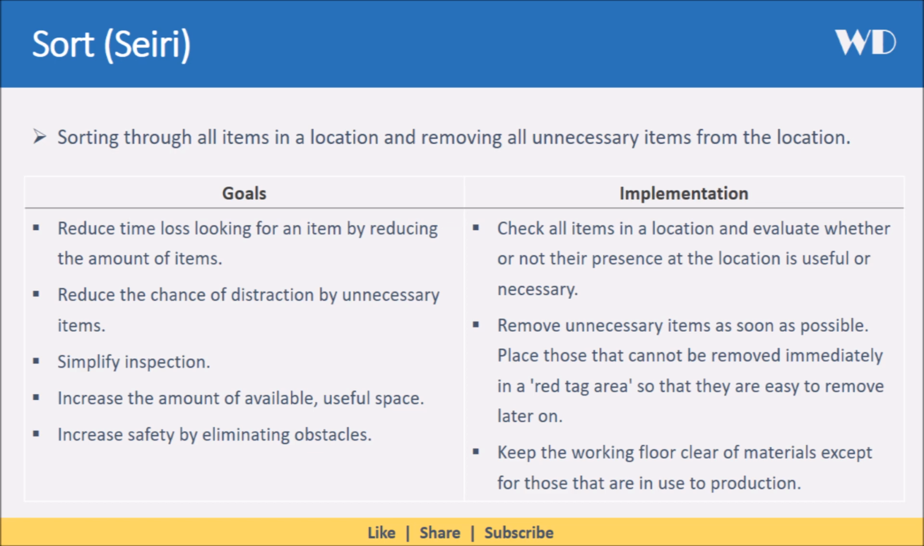A few implementation techniques are: check all items in a location and evaluate whether or not their presence at the location is useful or necessary. Remove unnecessary items as soon as possible. Place those that cannot be removed immediately in a red tag area so that they are easy to remove later on. Keep the working floor clear of materials except for those that are in use for production.